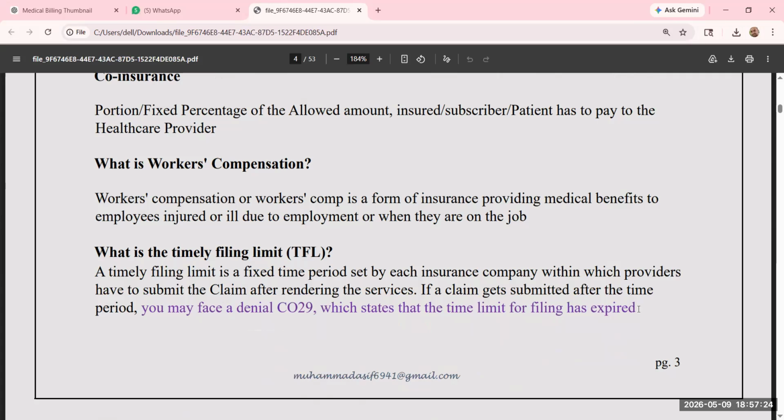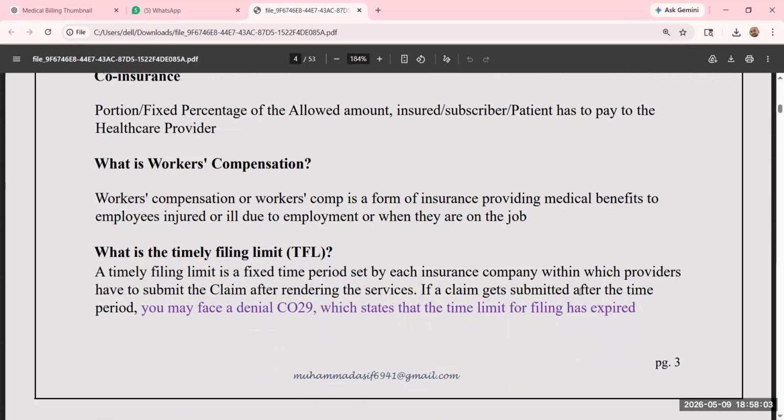For example, today is the date of service, today the patient took a service; after that, 90 days, 6 months, or 12 months of time is there. Only within that time period is the claim allowed to be sent and reimbursed. If the time limit is exceeded, the insurance company is not responsible for that amount, and the physician will not get paid for that service if the time limit for filing is crossed. So we need to file the claims within the time limit.